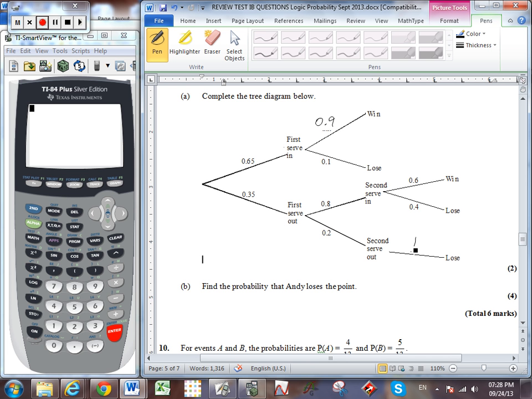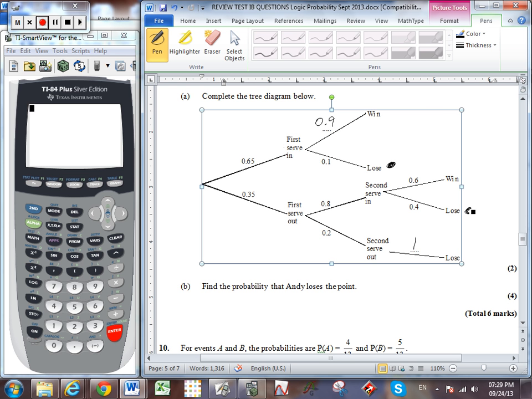Find the probability that Andy loses the point. Well, there are three paths here in which Andy can lose the point. There's this one where he got the first serve in but then lost the point. There's this one where he got the second serve in but then lost the point. And then there's this one where he actually didn't get either serve in at all. Let's calculate these three probabilities and then add them together to find the total probability of Andy losing the point.